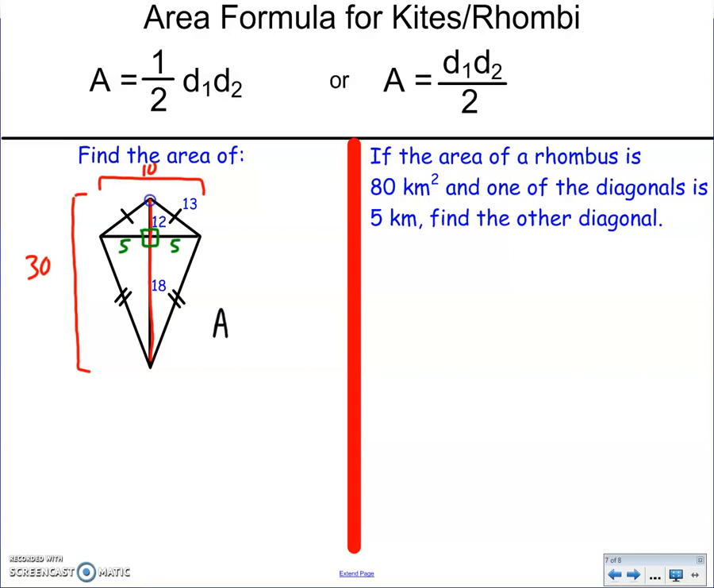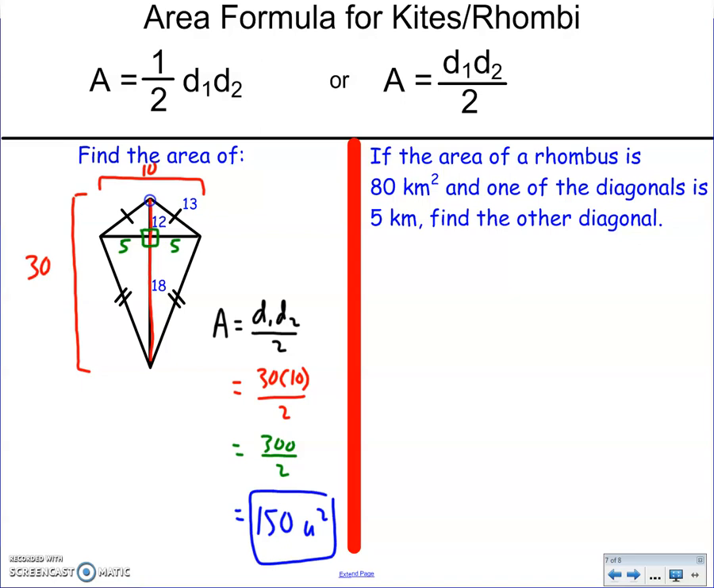Write the formula, area equals diagonal 1 times diagonal 2 over 2. Fill it in. 30 times 10 over 2. 30 times 10 is 300. Divided by 2 gives us 150. Units are not given, so units squared.